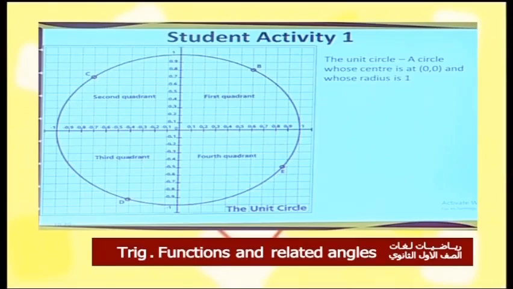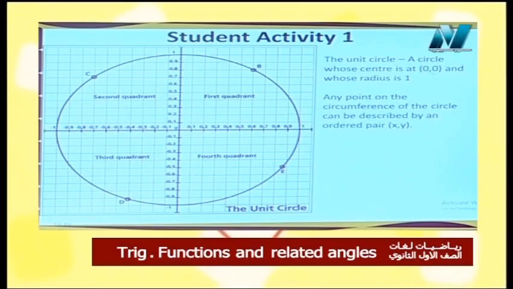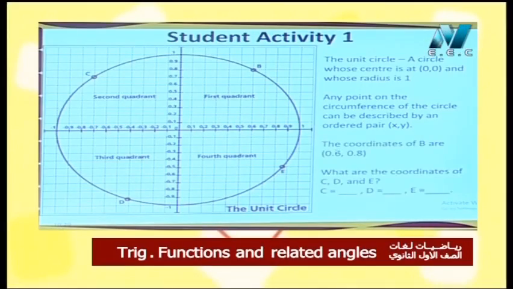We have a unit circle here, and we have many points here. We have B, C, D, and E. And the center is the origin point 0 and 0, and radius equals 1. Any point on the circle we call X and Y because they are coordinates, X and Y coordinates. So the ordered pair equals X and Y, like B equals 0.6 and 0.8 here. X equals 0.6 and Y equals 0.8. Okay.